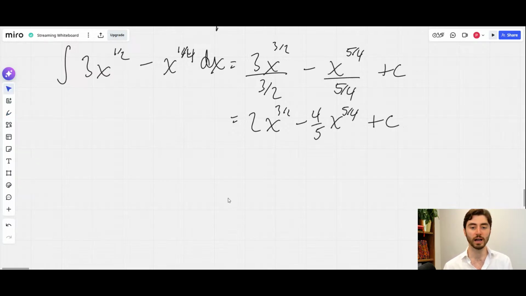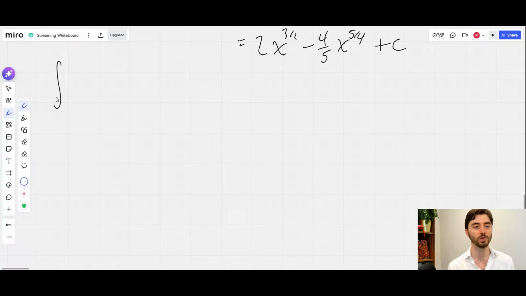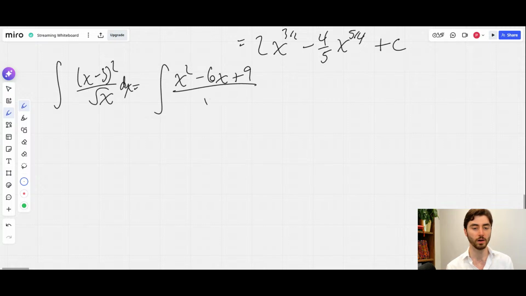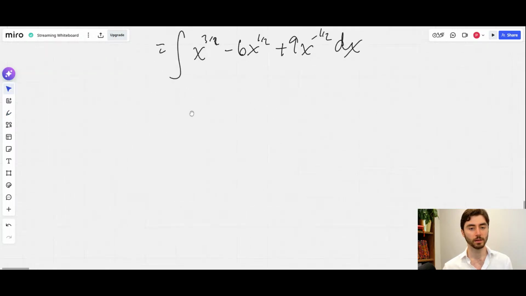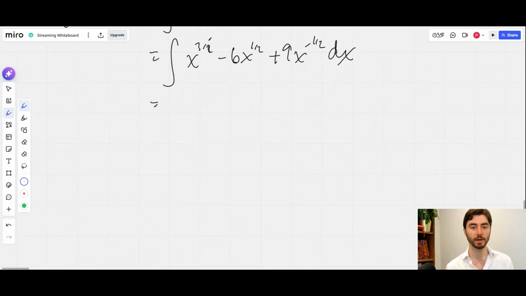And the same rules apply for getting it into the right form before we can integrate. So if we have x minus 3 all squared all over root of x, first we turn that into x squared minus 6x plus 9 all over root x, which becomes the integral of x to the 3 over 2 minus 6x to the half plus 9x to the minus a half. And we raise the power, so that becomes x to the 5 over 2 all over 5 over 2.